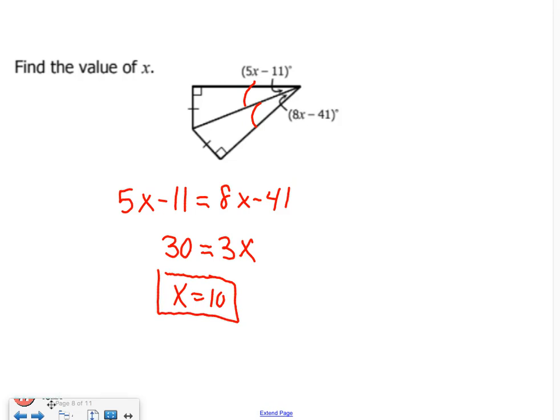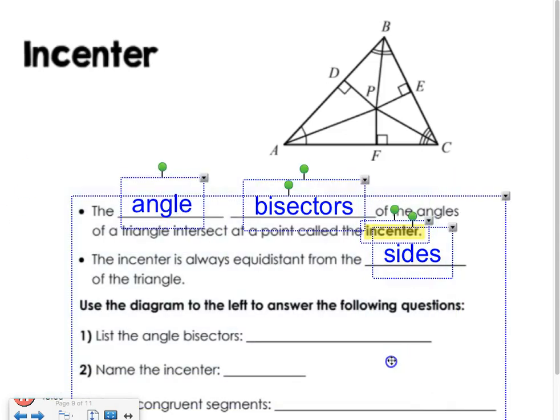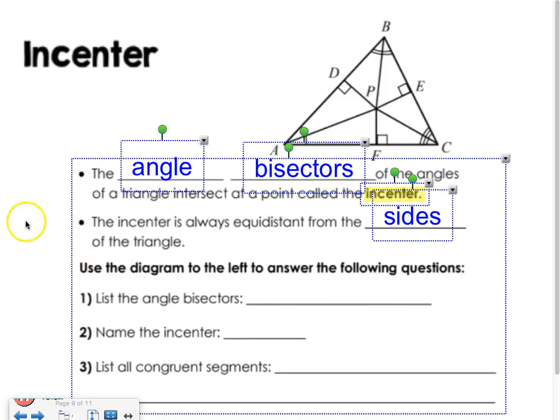Okay, and the last thing we need to talk about is the in-center. And that is where all of your angle bisectors, it should be plural, intersect. The in-center is always equidistant from the sides of the triangle. Okay, let's see what we can fill out here.